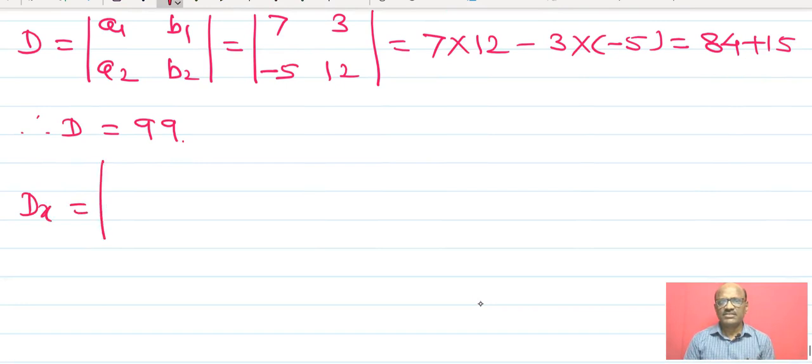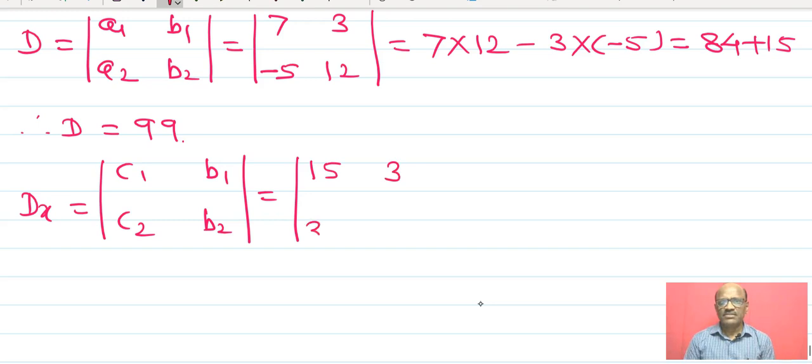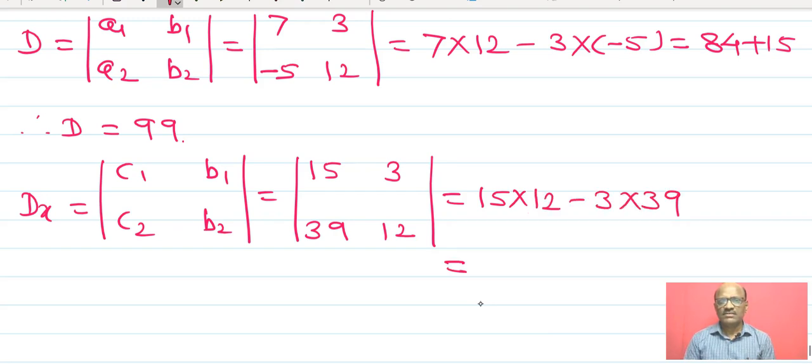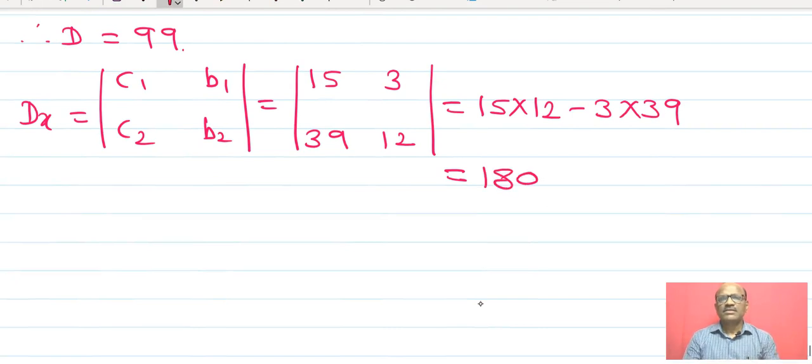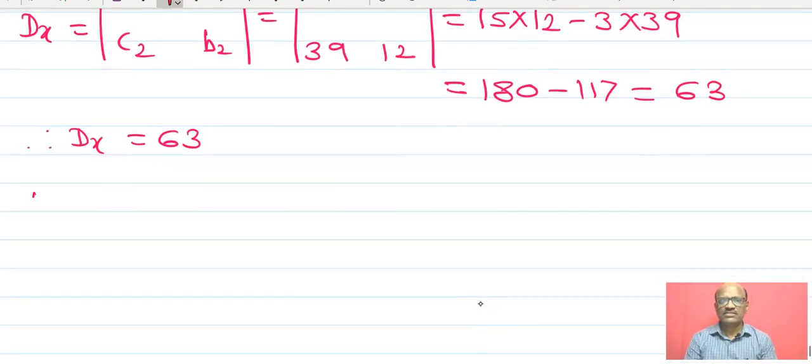Next, D suffix x is equal to C1, B1, C2, B2. Substitute the values. That is 15, 3, 39, 12. That is 15 into 12 minus 3 into 39. That's why 180 minus 117, that is 63. Therefore, D suffix x is equal to 63.